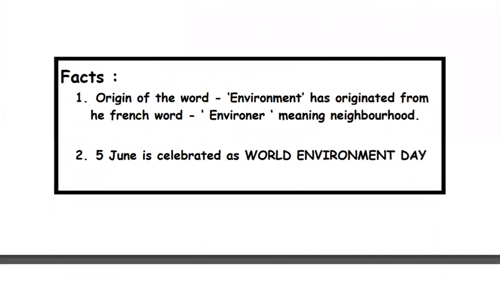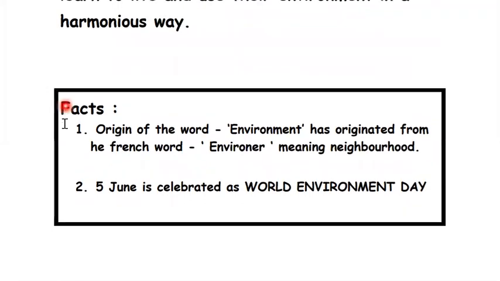Now, here are a few facts that are mentioned in the textbook. The word environment originated from a French word, environneur, and this word environneur means neighborhood. So the word environment has originated from the French word environneur, which means neighborhood. The second one is 5 June is celebrated as World Environment Day. So if they ask you when World Environment Day is celebrated, you can write 5 June.